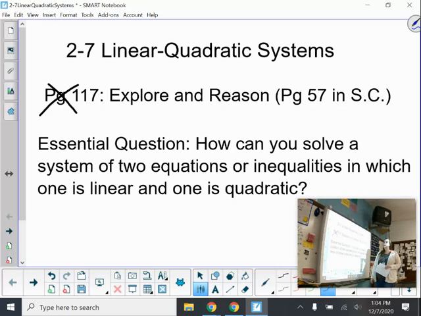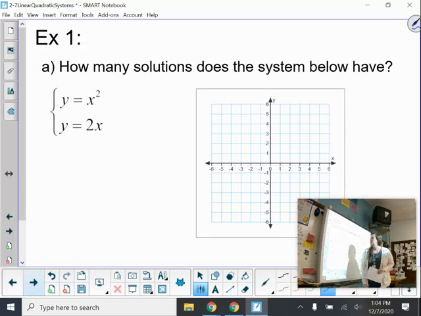either in the textbook or in the PDF notes, but there's just a few things I want to highlight from this lesson. So we have our essential question: how can you solve a system of two equations or inequalities? We're actually not doing the inequality portion here, in which one is linear and one is quadratic. So we're going to look at this example first.